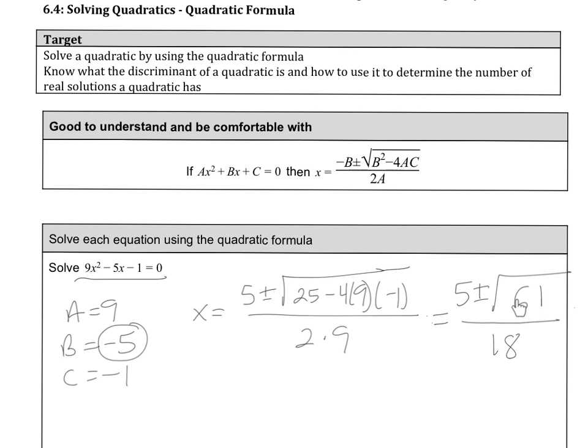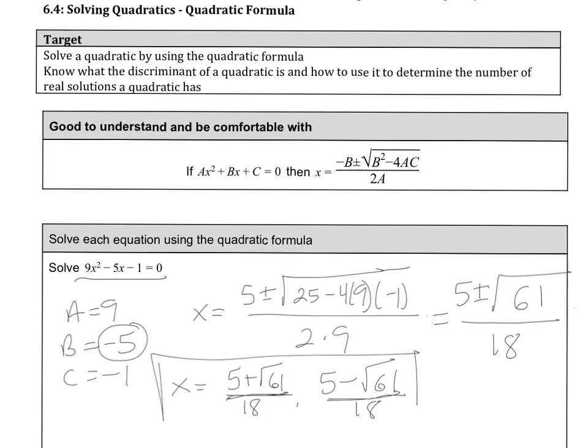And then we would try our best to see if the 61 is going to break down, by which I mean, are there any perfect squares that divide 61 evenly? But I'm pretty sure there are definitely no perfect squares that go into 61, and I think 61 might even be a prime number. So then our answers would be x equals 5 plus the square root of 61 all over 18, and 5 minus the square root of 61 all over 18. That all over is super duper important. That 18 has got to be under both the 5 and the root 61.